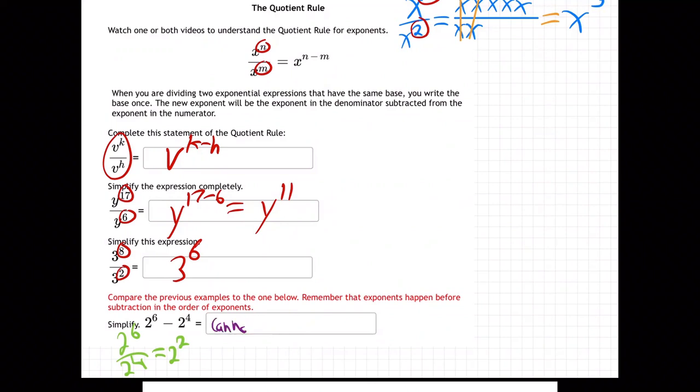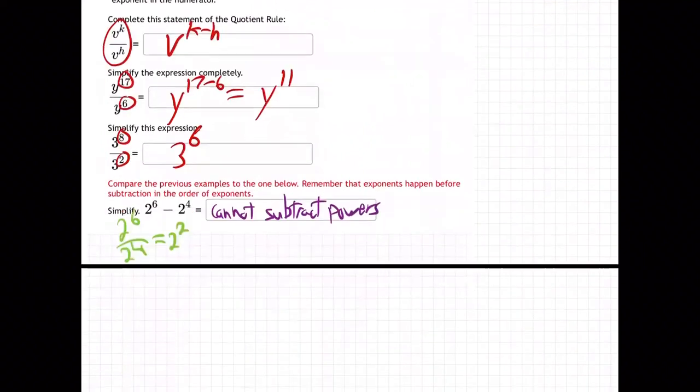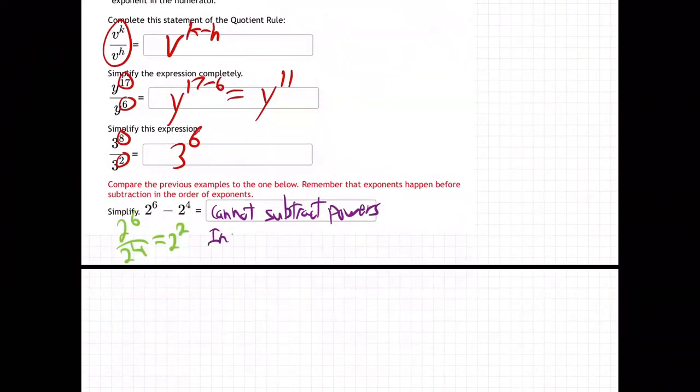We cannot subtract the powers. Well, then what do we do? Instead, just find each part separately. What do I mean?